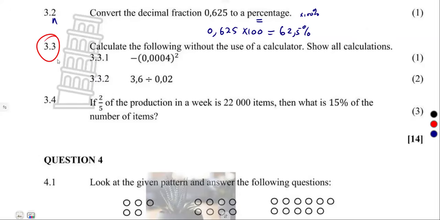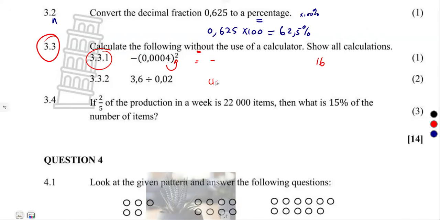Then 3.3, calculate the following without the use of a calculator. Show all calculations, all right? 3.3.1, we are given this, it is just for 1 mark, guys. So what do we do here? The negative is outside of the bracket, so it's going to be there in our answer. So simply square the number. 4 to the exponent of 2, that's 16.